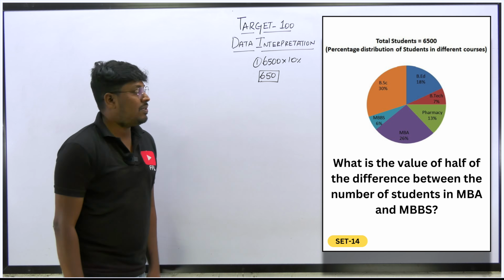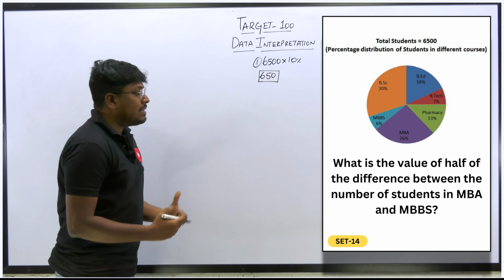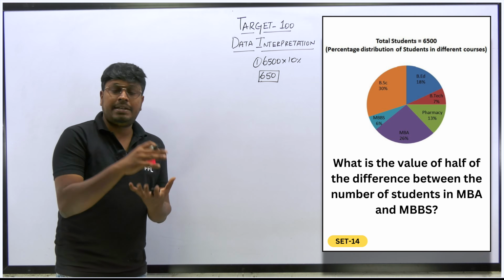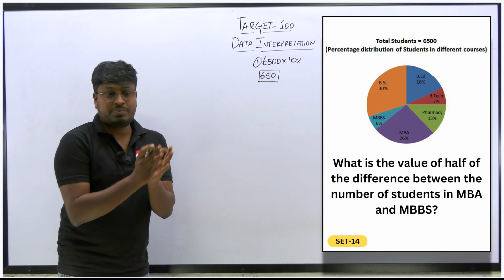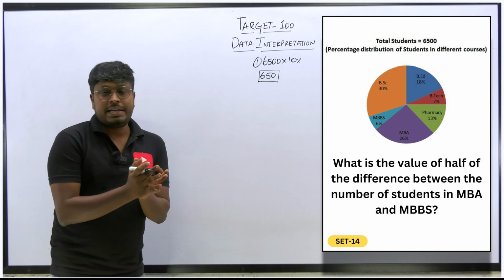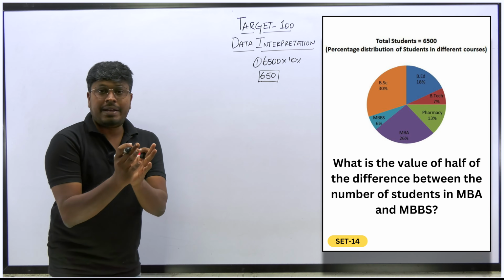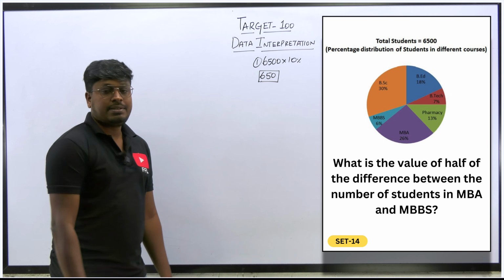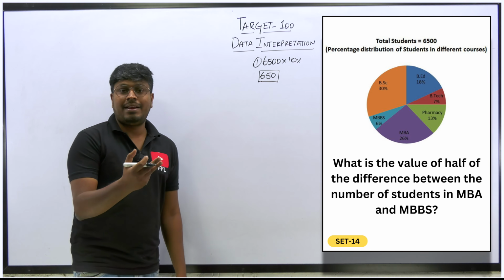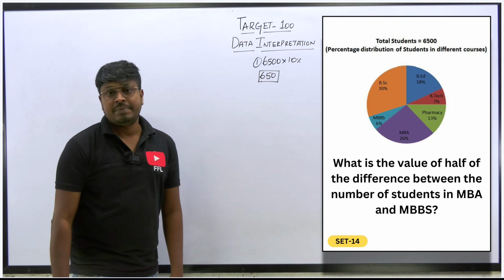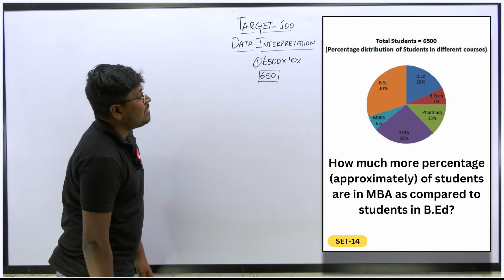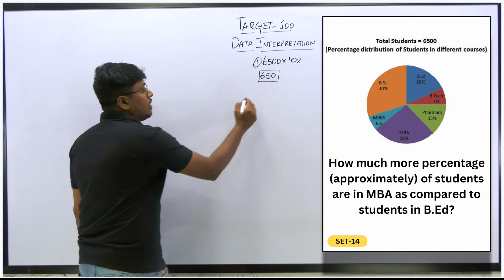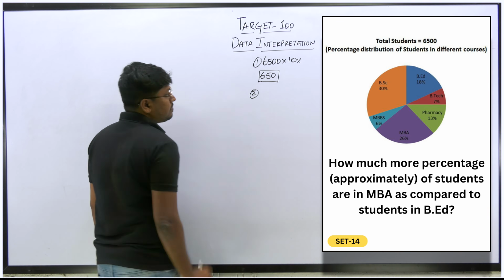So friends, understood or not? We need to find the value of half of the difference. First find the difference, 26 minus 6, which is 20%, and for that 20% you need to find half, which is 10%. So for 6,500, 10% will be 650. So the answer for question number 1 will be 650. Okay, now question number 2.